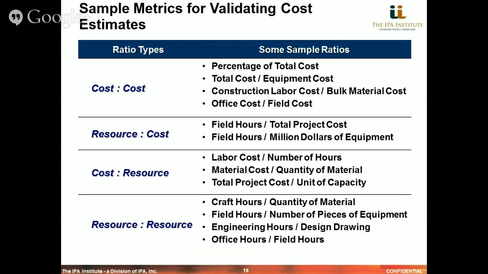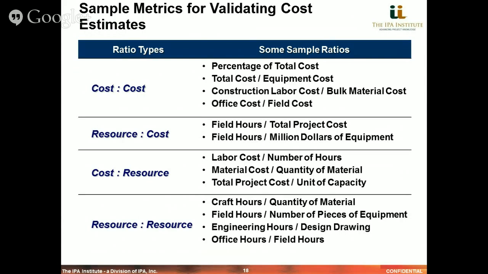The other category of ratios that we see used is a resource to cost ratio, where you may compare field hours to a total project cost, or perhaps field hours to some unit of equipment cost. Finally, third would be a cost to resource ratio, where a very common one is labor cost over number of hours, or material cost over the quantity of material. For example, material cost of piping to the quantity of that material in terms of linear feet.